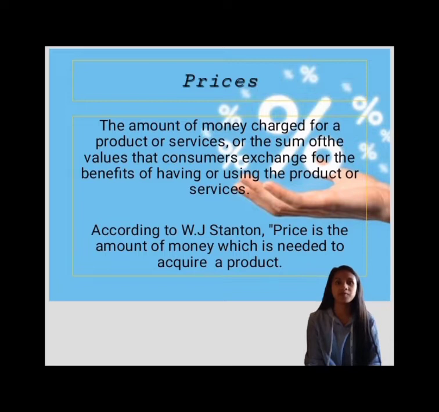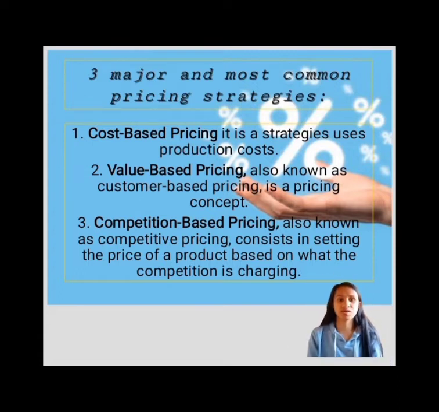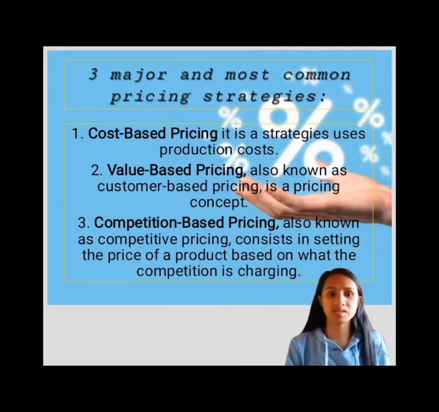Prices are what products or services cost. It is the money exchanged for products or services that people take. There are three major and common pricing strategies. First is cost-based pricing. It is a product price based on production cost. Second is value-based pricing, also known as customer-based pricing. It is finding the price that suits customers' budgets and that they are willing to pay. The third one is competitive-based pricing, also known as competitive pricing. It is a pricing method after observing competitors' selling prices on the same or similar product.